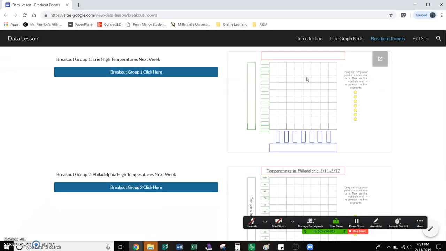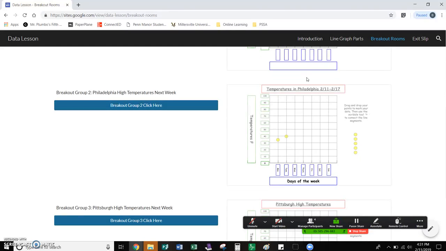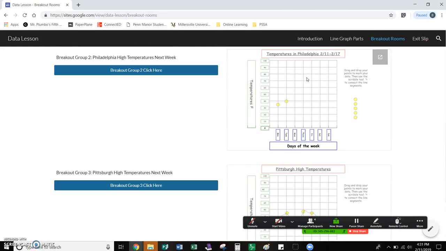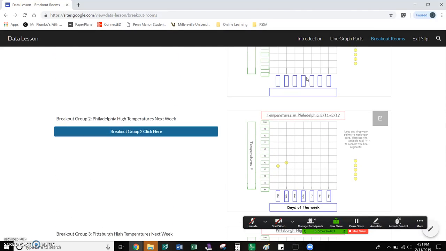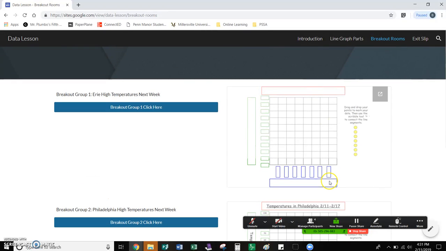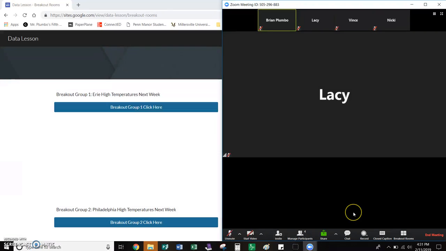Breakout group 2, you're doing the same thing for Philadelphia, high temperatures this week. Breakout group 3, you're going to do Pittsburgh this week. Okay, so in one moment here, I'm going to stop sharing the screen and get our breakout room set up for us.